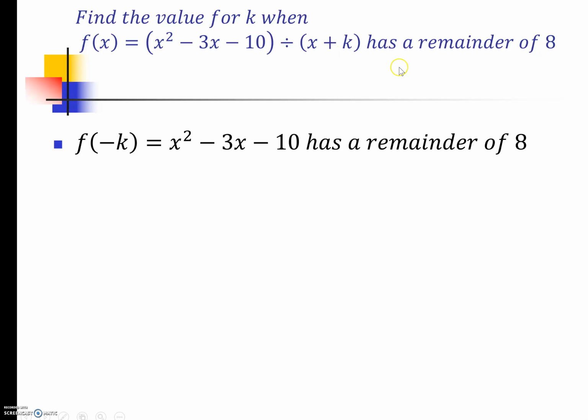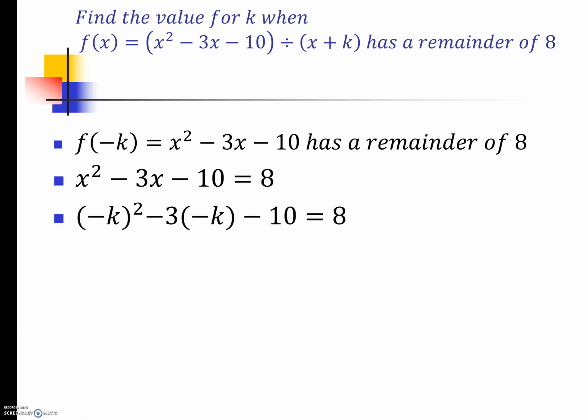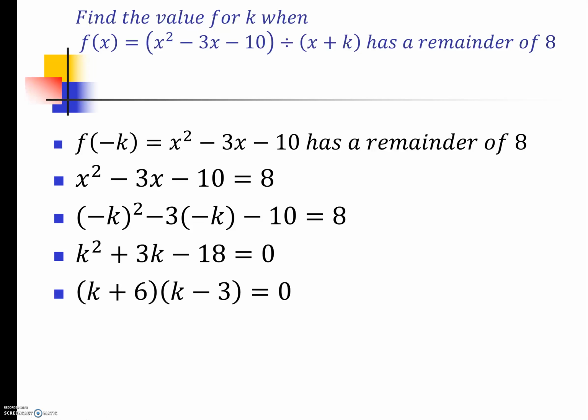And also they have given additional information, a remainder of 8, which means the function can be equal to 8. And when you substitute x as minus k, because it's plus k, you have to substitute minus k, you will end up getting a quadratic equation, k squared plus 3k minus 18 equals 0. And if you solve for it, you will end up getting k equals minus 6 and k equals 3.